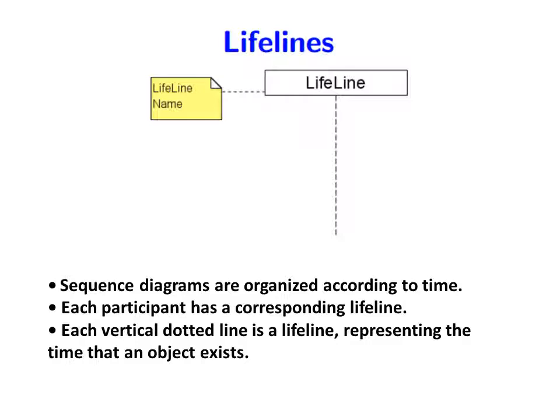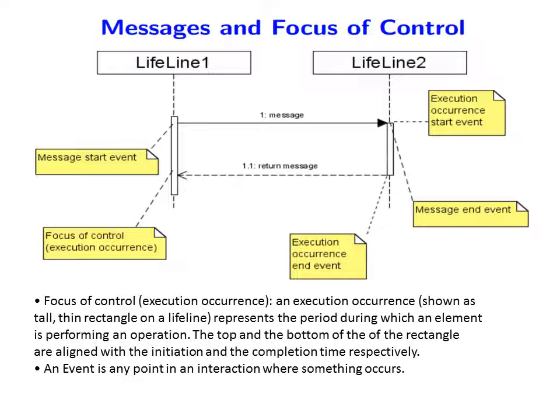The lifeline of the object. As I said, sequence diagrams are organized according to time, and the time here represents the order. Each participant, which means each object, has a corresponding lifeline, which is a dotted vertical line. Each vertical dotted line is a lifeline, representing the time that an object exists.